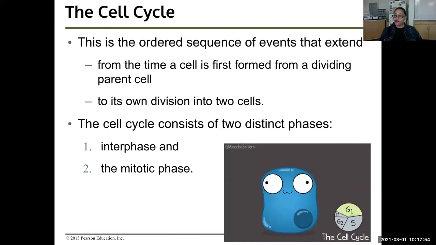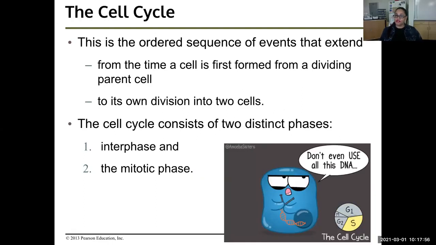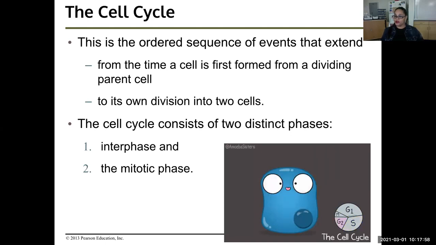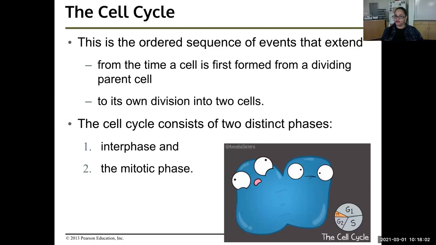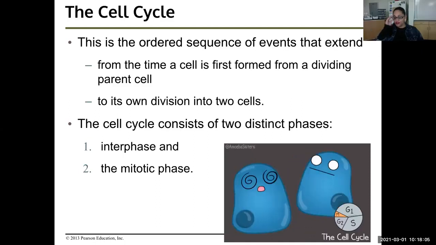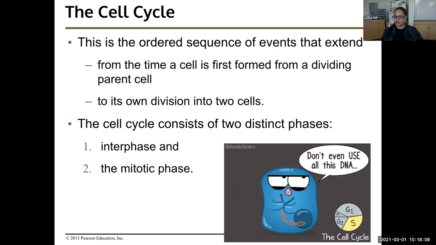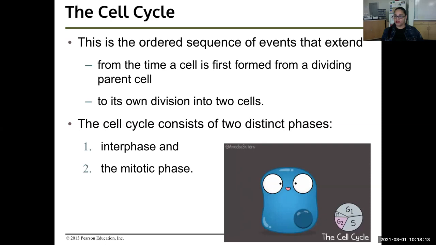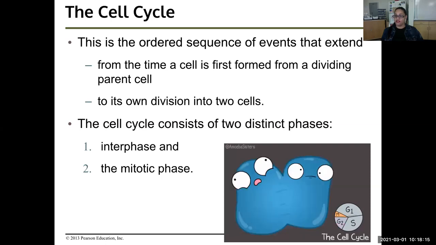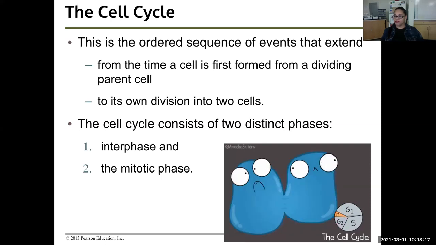The cell cycle is the ordered sequence of events that extend from the time a cell is first formed from a dividing parent cell to its own division into 2 cells. And there's 2 distinct phases in the cell cycle, the interphase, which the cell spends about 90% of its time in, and then the mitotic phase, when mitosis happens.